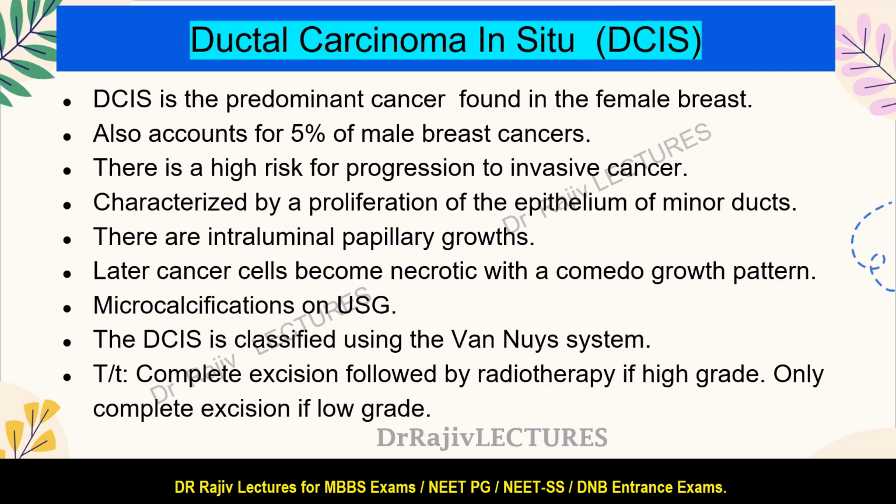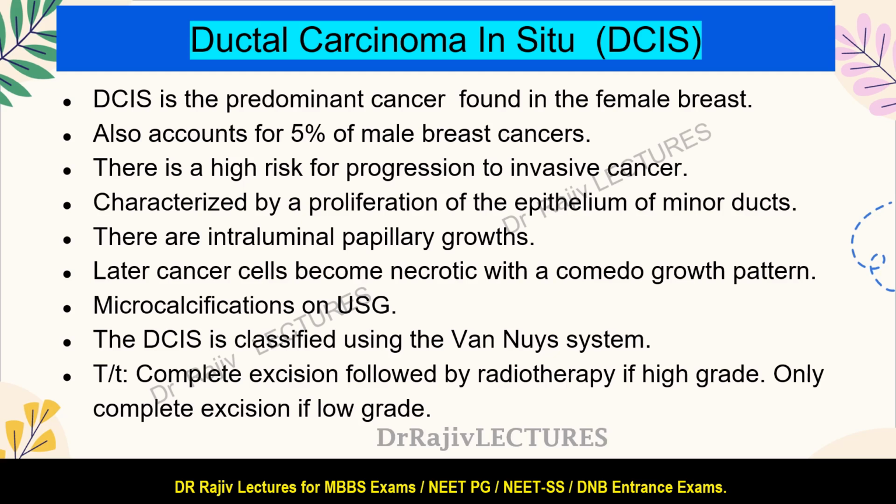Ductal carcinoma in situ, or DCIS, is the commonest cancer found in the female breast, but in males it accounts for 5% of cases of breast cancer. In DCIS, there is a clonal proliferation of epithelial cells limited to the ducts by the basement membrane. DCIS carries a high risk for progression to an invasive cancer. The risk for invasive breast cancer is increased nearly fivefold in women with DCIS.